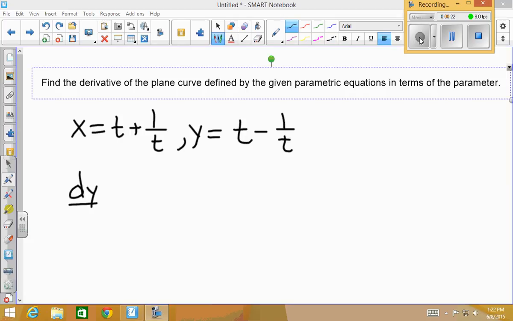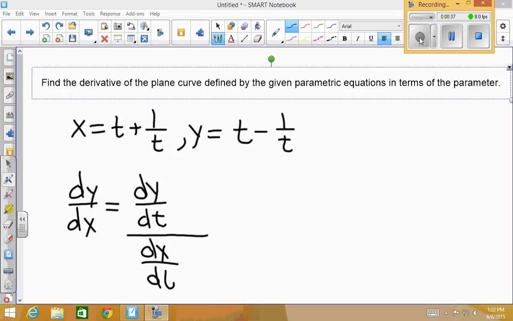And we recall that the derivative of y with respect to x, that's the derivative of the plane curve, is equal to the derivative of y with respect to t divided by the derivative of x with respect to t. In this way, we can find the derivative directly from the set of parametric equations that we're given. Okay, so let's go to the side here and do a little bit of work.